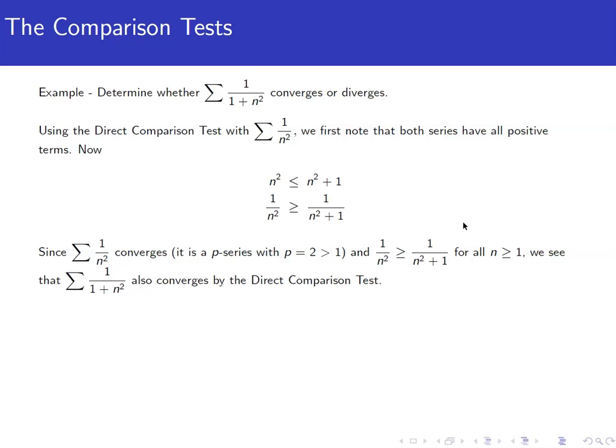So we already mentioned that the series of 1 over n squared converges, and the terms of the 1 over n squared series are bigger than the terms of the 1 over 1 plus n squared series. So that tells us that the sum of 1 over 1 plus n squared converges by the direct comparison test. Again, what we're saying here is the series with the bigger terms converges, so the series with the smaller terms has to converge.